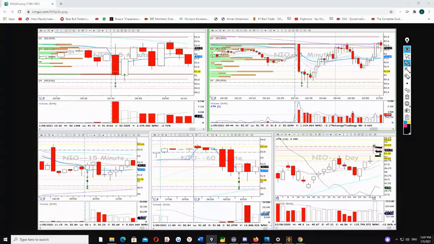Now, all you need to do is to find a setup. Where is it going to go? To the upper side or to the short side? Look what's happening on NIO around here. Where is the 60-minute chart? You see, there is a range on the 60-minute chart. Not a range, but at least there is a level around here, and it's breaking it to the downside. Is it a bad short? Definitely not a bad short.